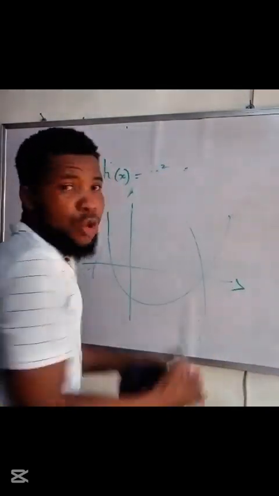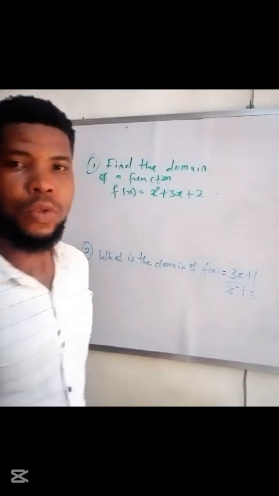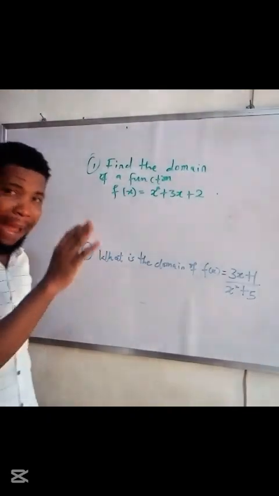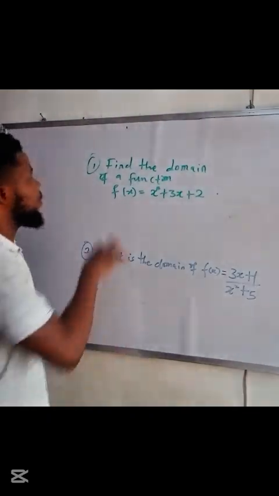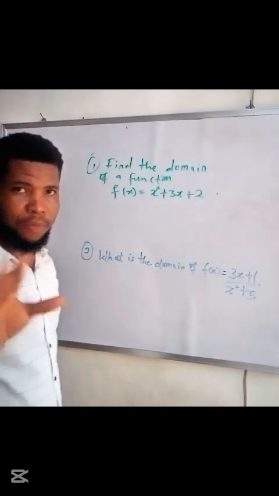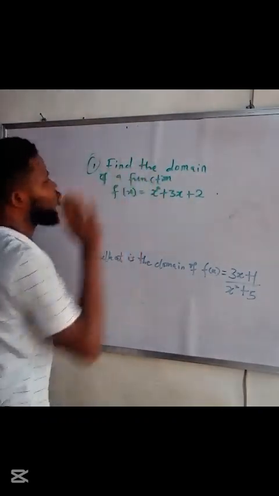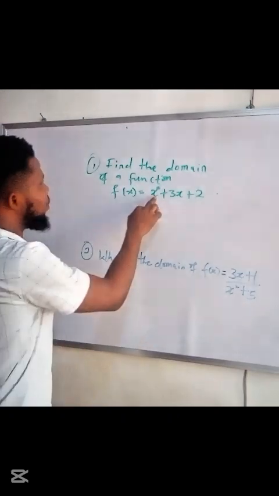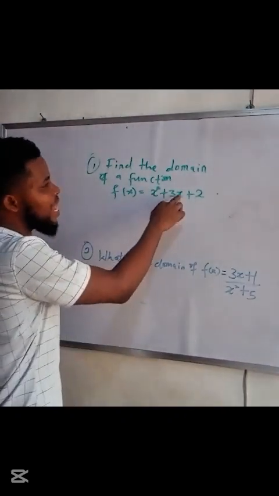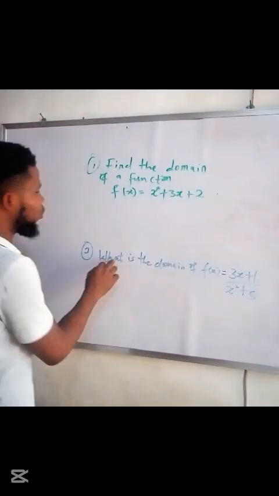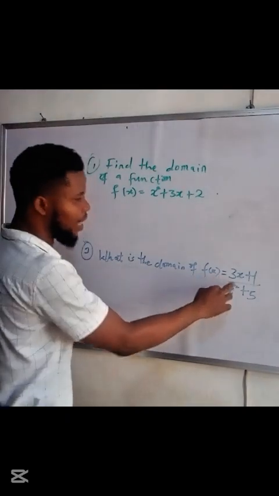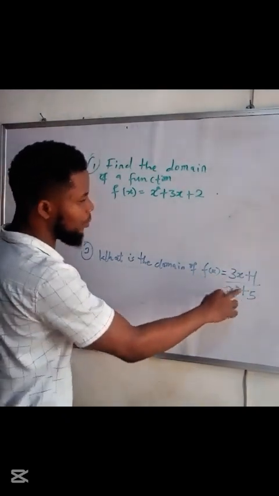So let me use the examples in the LMS. Now I want you to look at my board very well. These questions are directly from the LMS, okay? So you have: find the domain of a function. Look at the function s squared plus 3s plus 2. The next one: what is the domain of f of s, 3s plus 1 over s squared plus 5?